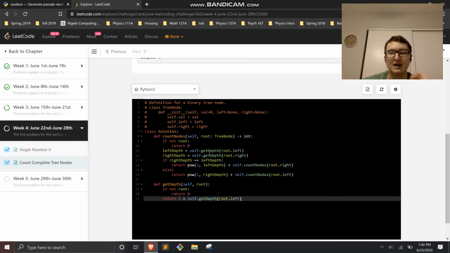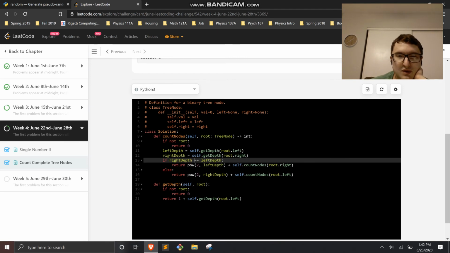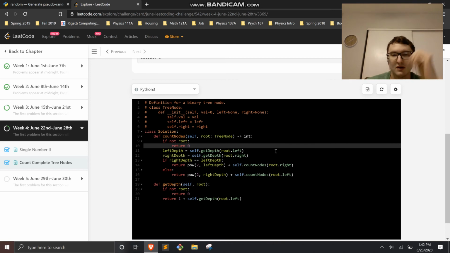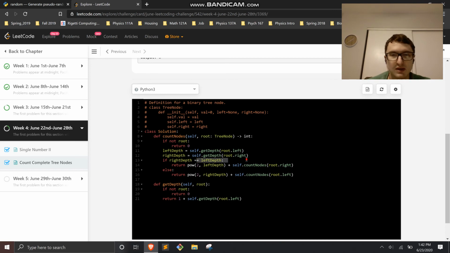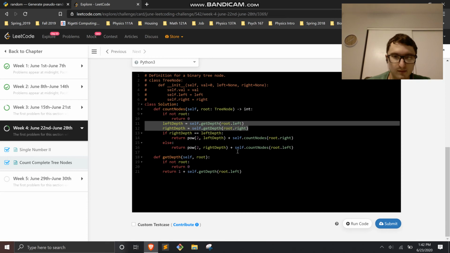So someone had a solution that works better than O of n. This solution is O of log n squared, which is way better. It's not as good as log n, but log n squared is better than O of n. So this is really good time complexity, so that's why I went with this solution. I'll go over the main idea behind it real quick.